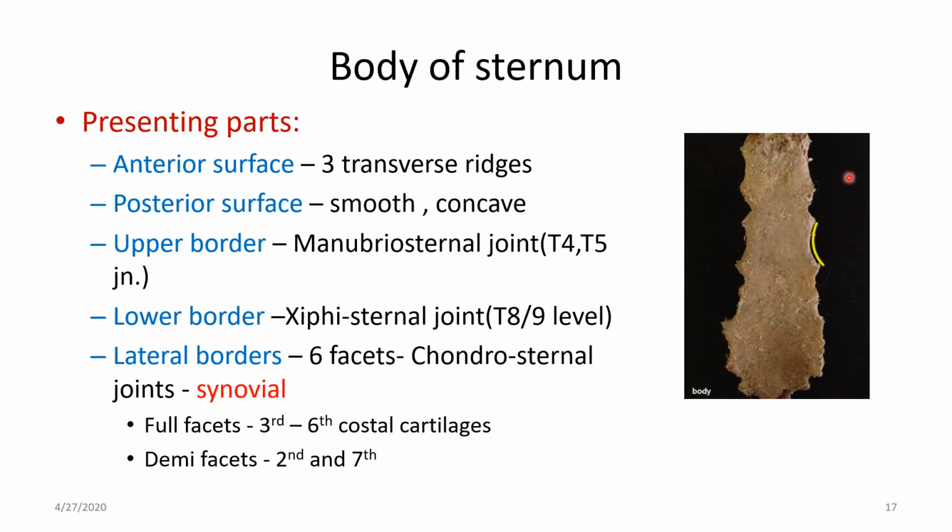The upper border will form the manubriosternal joint at the junction of the T4 and T5 vertebra. The lower border will form the xiphisternal joint at the level of T8 or T9 vertebra. The lateral borders will have 6 facets for the chondrosternal joints which are synovial. The 3rd to 6th costal cartilages will have full facets, and there will be demi-facets for the 2nd and 7th, because the other half of the demi-facet for the 2nd costal cartilage is in relation with the manubrium, and similarly the other half of the demi-facet for the 7th costal cartilage will be with the xiphoid process.